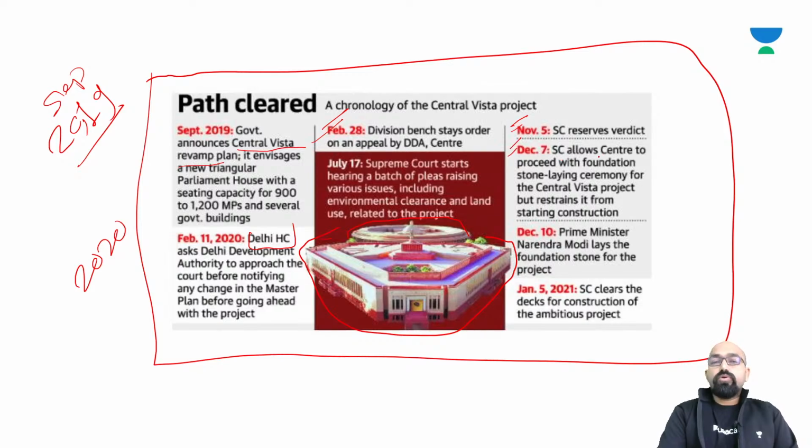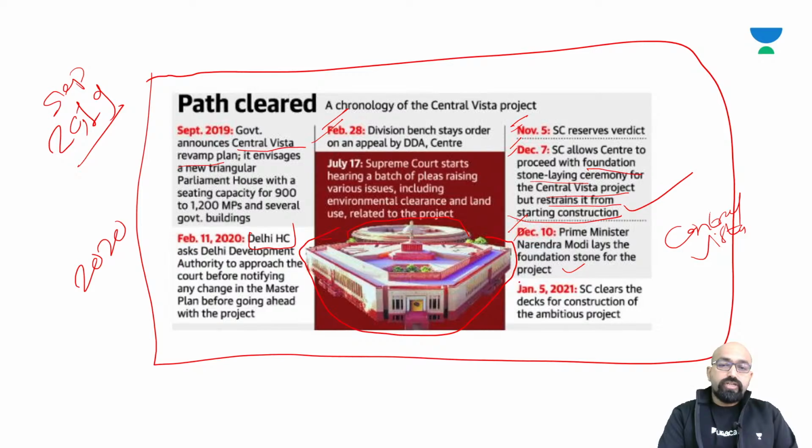December 7, Supreme Court allows the Center to proceed with the foundation stone laying ceremony for the Central Vista project, but restrained it from starting construction. So on 7 December 2020, Supreme Court allows the Center to proceed with the foundation stone laying ceremony. Right. After that, on 10th December, Prime Minister Narendra Modi lays the foundation stone for the project Central Vista. So, on 10 December 2020, the ceremony was held at the Lutyens zone.